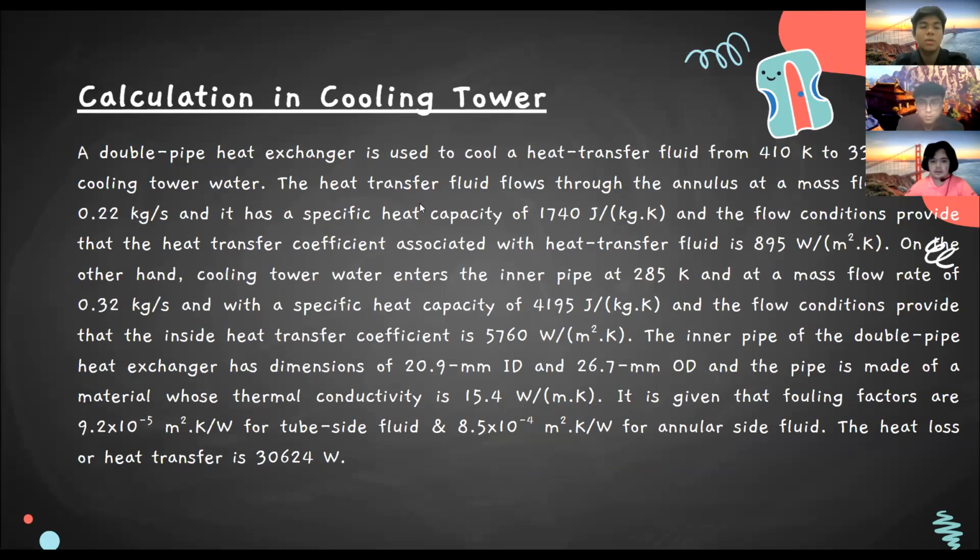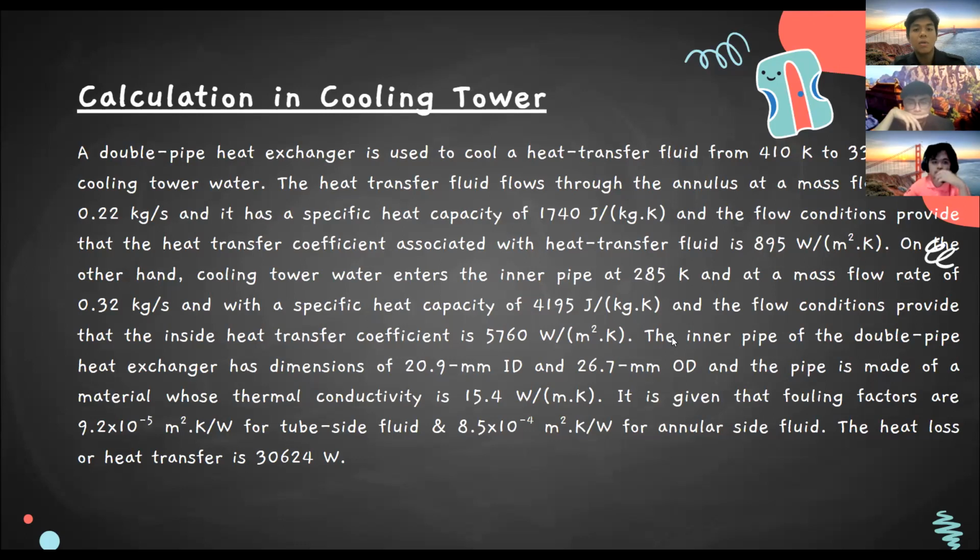So thank you, Abdullah. I will continue with the calculation example of the cooling tower. So the question is, a double pipe heat exchanger is used to cool a heat transfer fluid from 410 Kelvin to 330 Kelvin using cooling tower water. The heat transfer fluid flows through the annulus at a mass flow rate of 0.22 kilogram per second, and it has a specific heat capacity of 1740, and the heat transfer coefficient associated with the heat transfer fluid is 895.